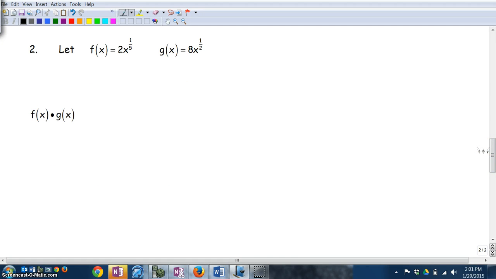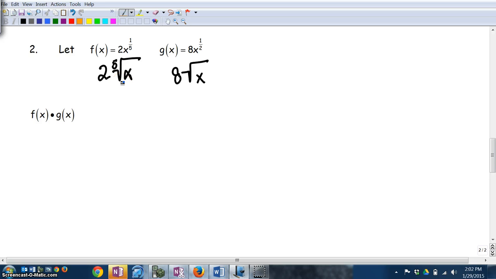All right, two new ones this time. f of x is 2x to the 1/5, and g of x is 8x to the 1/2. Notice there are no parentheses here. So if you rewrite this, it's just the x that goes to the 5th root. Sorry, that was a little messy. And same with this. This is a square root of x with an 8 in front, not a square root of 8x. All right, so you have a 5th root.